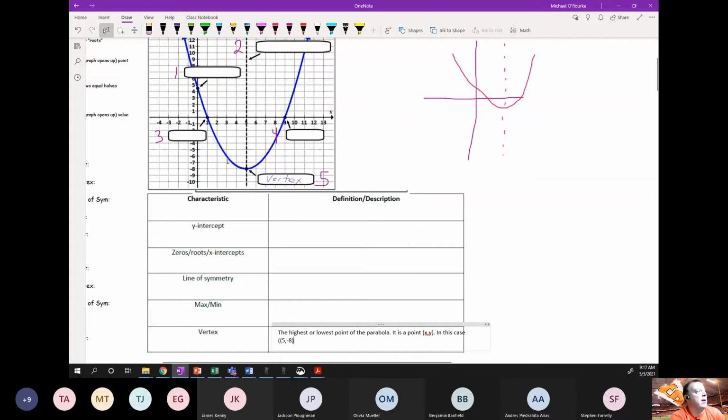So the vertex is going to be the highest or lowest point. So essentially, the point of the curve there. And you record it as a point, so it's x comma y.